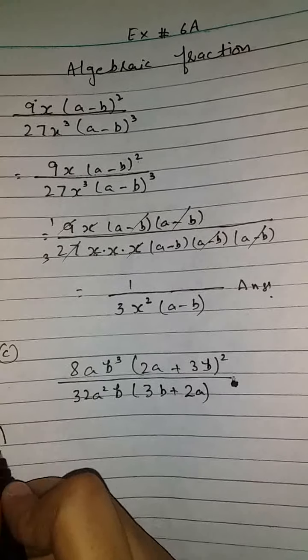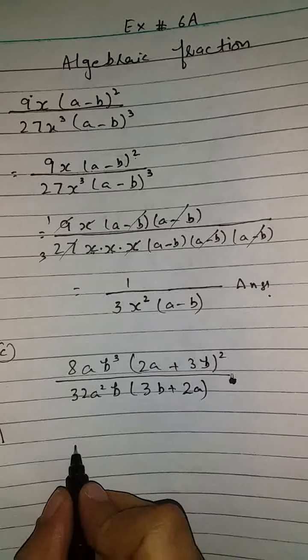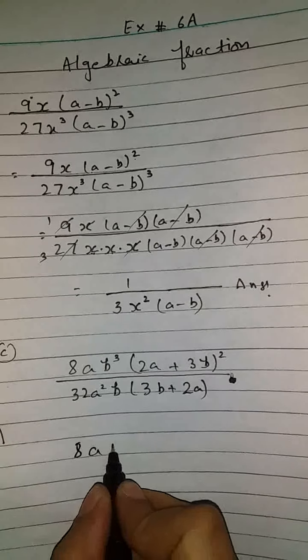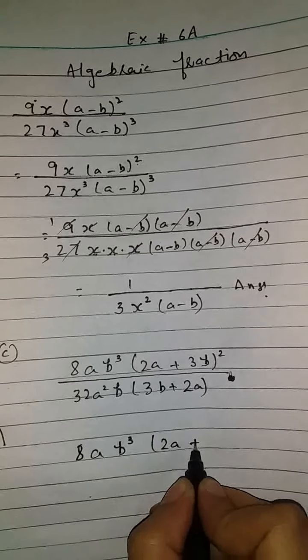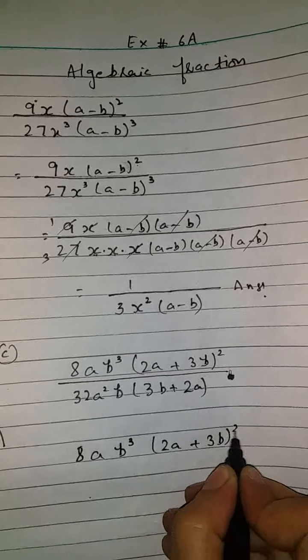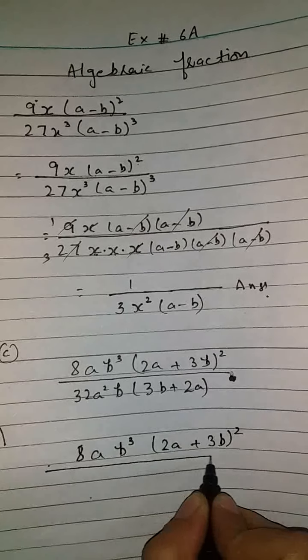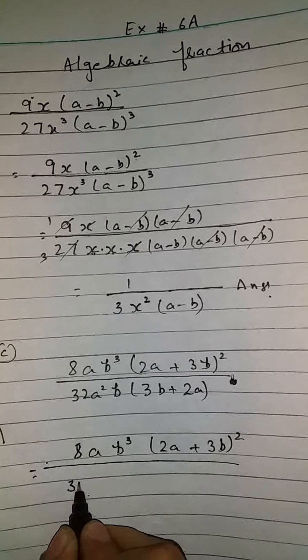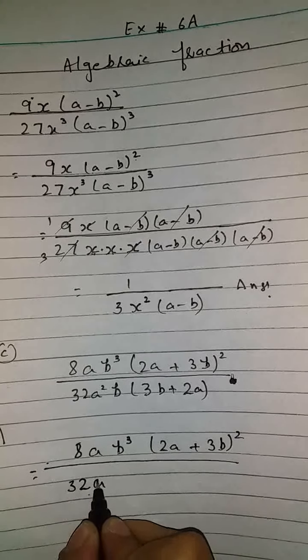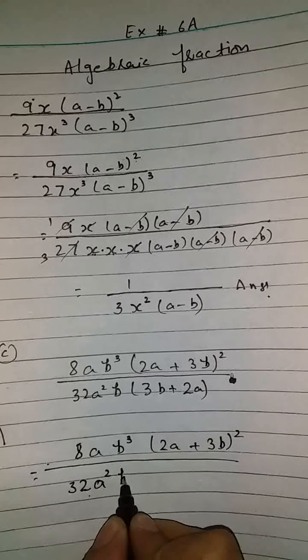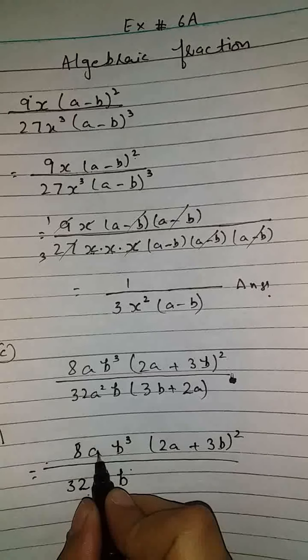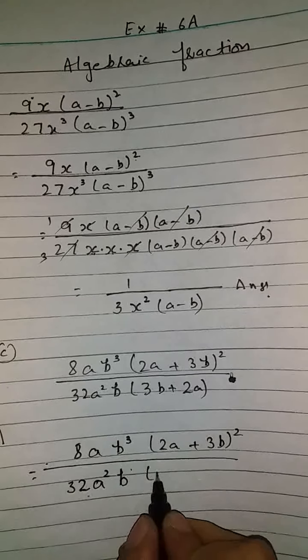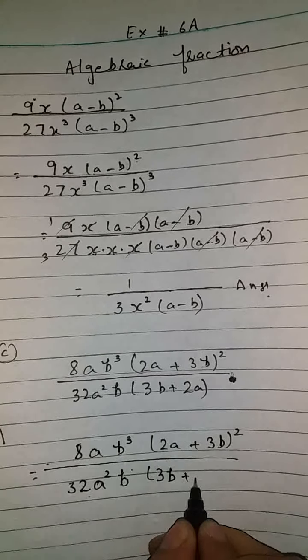First you write the solution. Now, 8ab³(2a + 3b)² divided by 32a²b. There is no power, it means there is power 1. Similarly, there is no power with this, it means there is power 1: (3b + 2a).